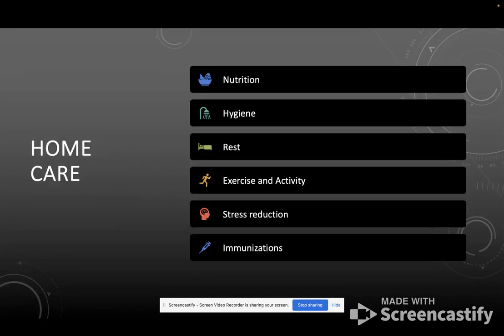So, teaching infection prevention, we want to make sure that we are teaching our patients to eat good meals, that we're teaching them about good nutrition and eating all the food groups. We're teaching them good hygiene, to shower and wash their hands frequently. We're teaching them to get adequate rest, adequate exercise and activity. We can teach them stress reducing techniques and teach them to get their immunizations on time as well.